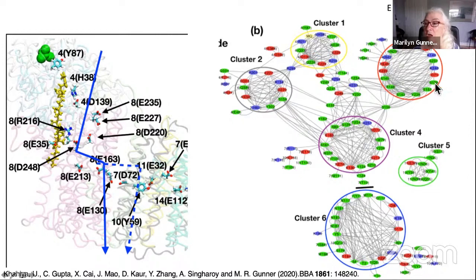And just to remind you, one line is basically water. It could be 0 to 4 waters between things, and reds are acids, blues are bases, and greens are polar. Okay, so we've divided this into clusters, and there's actually a break between these clusters, and that's something we're thinking about for the proton transfer network.